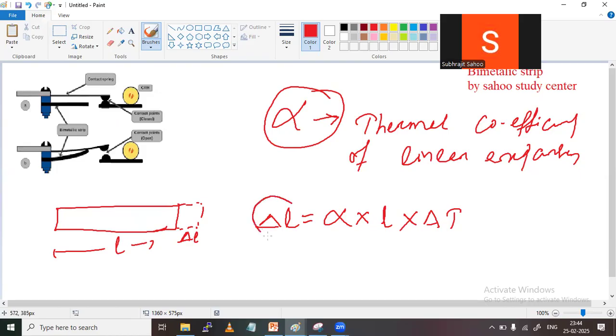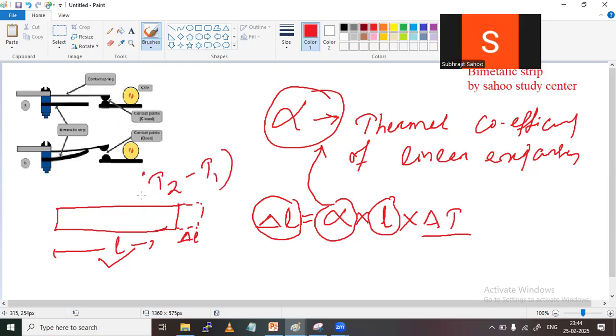What is delta L? Change in length. What is alpha? Alpha is the thermal coefficient of linear expansion. What is L, sir? L is the original length of the object. And what is delta T? Change in temperature. We can write T2 minus T1 or T1 minus T2; based on the sign convention you need to take care. So this is the expression here.